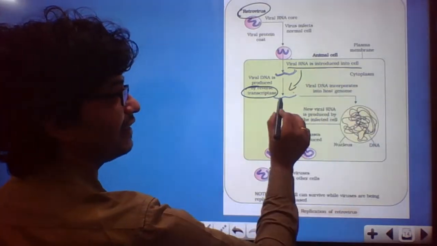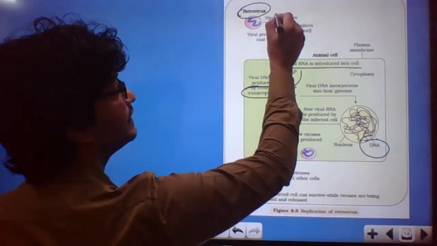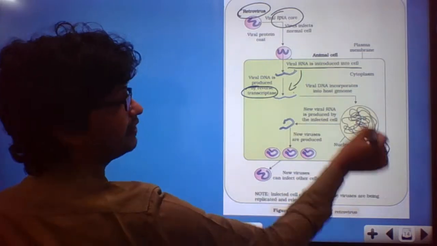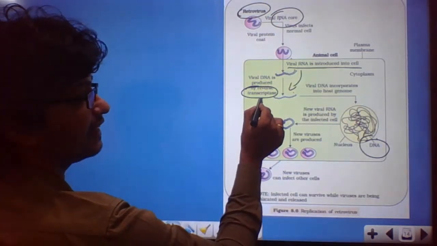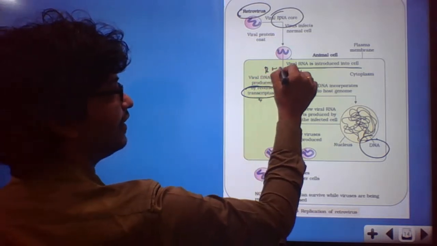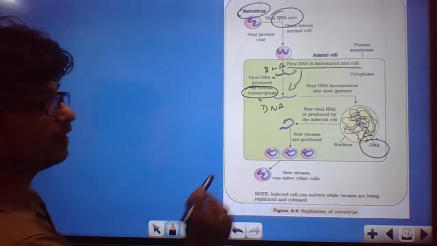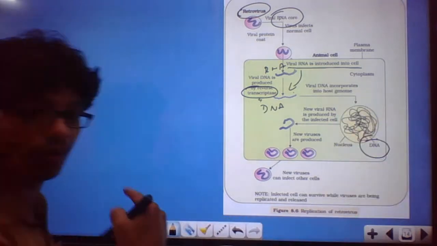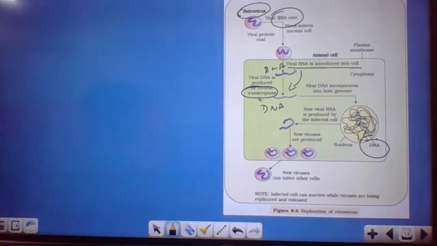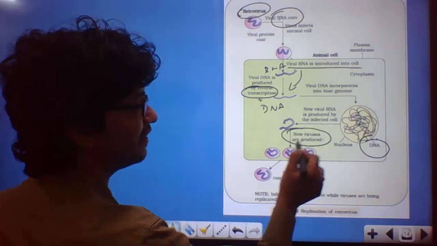This viral DNA integrates. I told you why it has to be integrated, because here it is DNA, but here it is RNA. The RNA has to be converted to DNA because it is going to integrate. For that, it requires the enzyme reverse transcriptase, where the RNA is converted to DNA. Now, what will be the fate of this DNA? This DNA is incorporated, integrated with the host genome. So when the host DNA starts replicating, the viral DNA which has integrated also starts replicating, and now new viruses are produced.